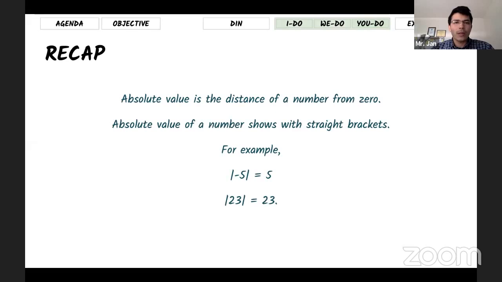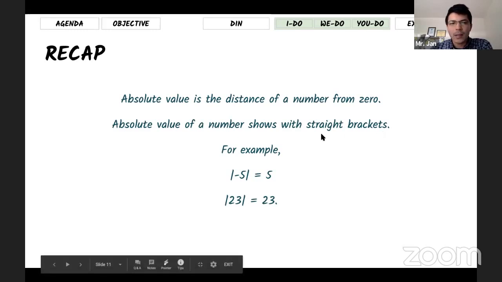So about today's review, the meaning of absolute value is the distance of a number from 0, and the absolute value of a number is shown with the straight brackets, as you can see in the examples, -5 and 23. They both come out as positive numbers. Okay, so the last thing, perfect, thank you so much.